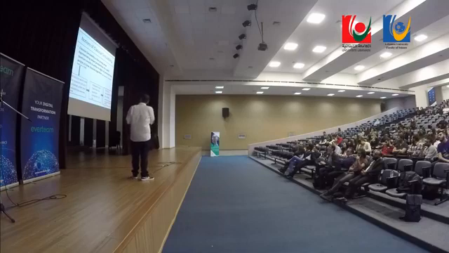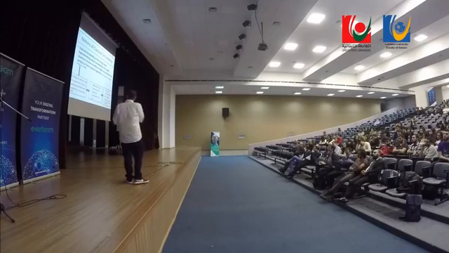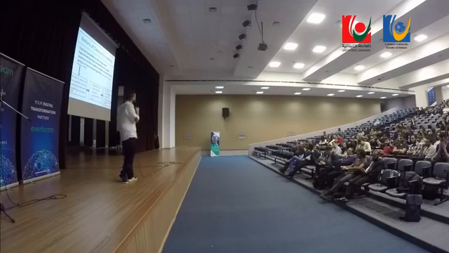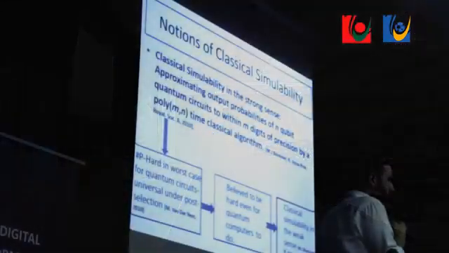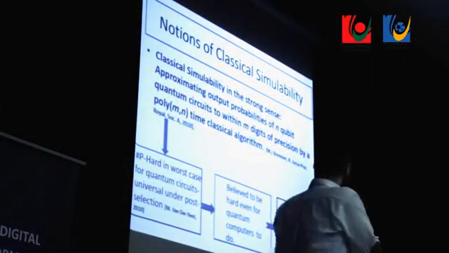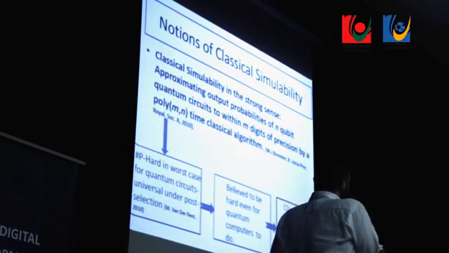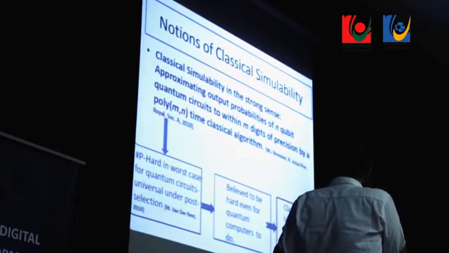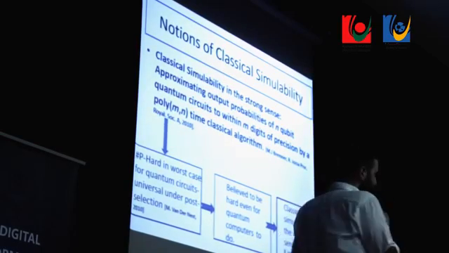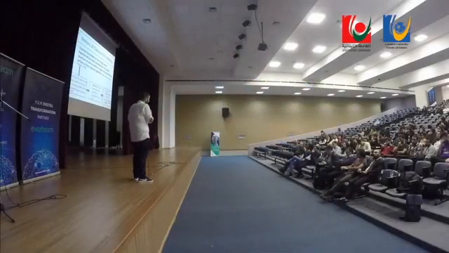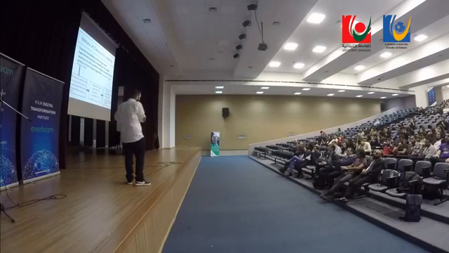There are two notions. The first one is classical simulability in the strong sense. When you say classical simulability in the strong sense, you require that given your circuit on n qubits, and given your output, your classical algorithm should compute the outputs of this quantum circuit. It should approximate them within m digits of precision by using an algorithm polynomial in m and n. So n is the size of the system, you have a quantum circuit with outputs, and you're requiring the algorithm to approximate these outputs.